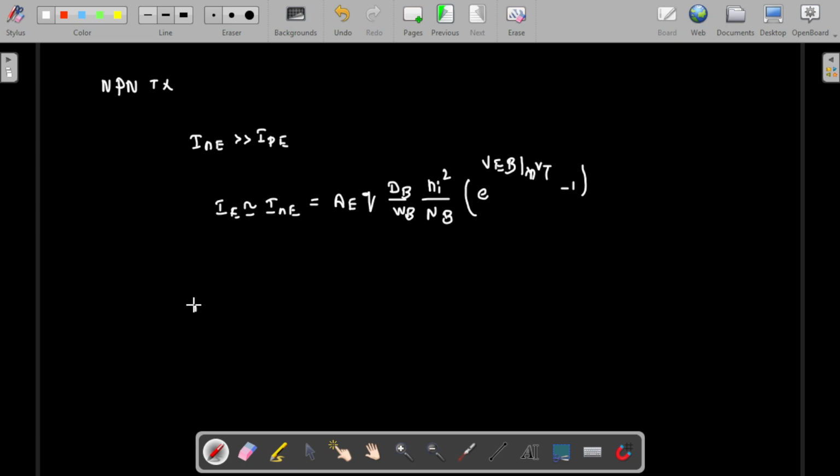Then we can make an approximation for IC also. IC we have now written as IPC plus ICBO. This can now be treated as IPC, because ICBO is usually at the nano or some micro level of current, so we can ignore it. You already know this. It is the reverse saturation current of the collector junction in collector base configuration when the emitter is left open. This definition is very important, so please make a note of it.